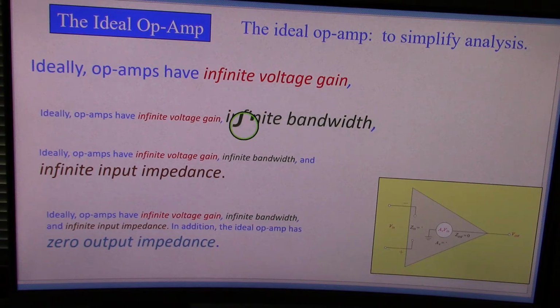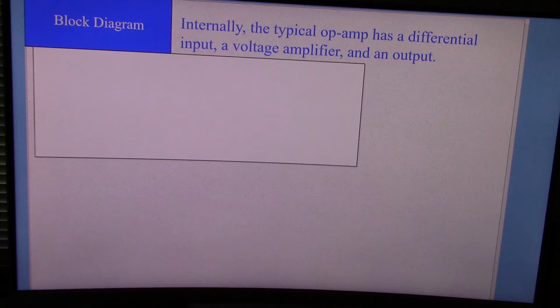Bandwidth, if you limit the bandwidth, then the frequencies that it can react to or it can work with get limited. And infinite voltage gain means that it has very high voltage gain or amplification. Okay. So it has these characteristics.